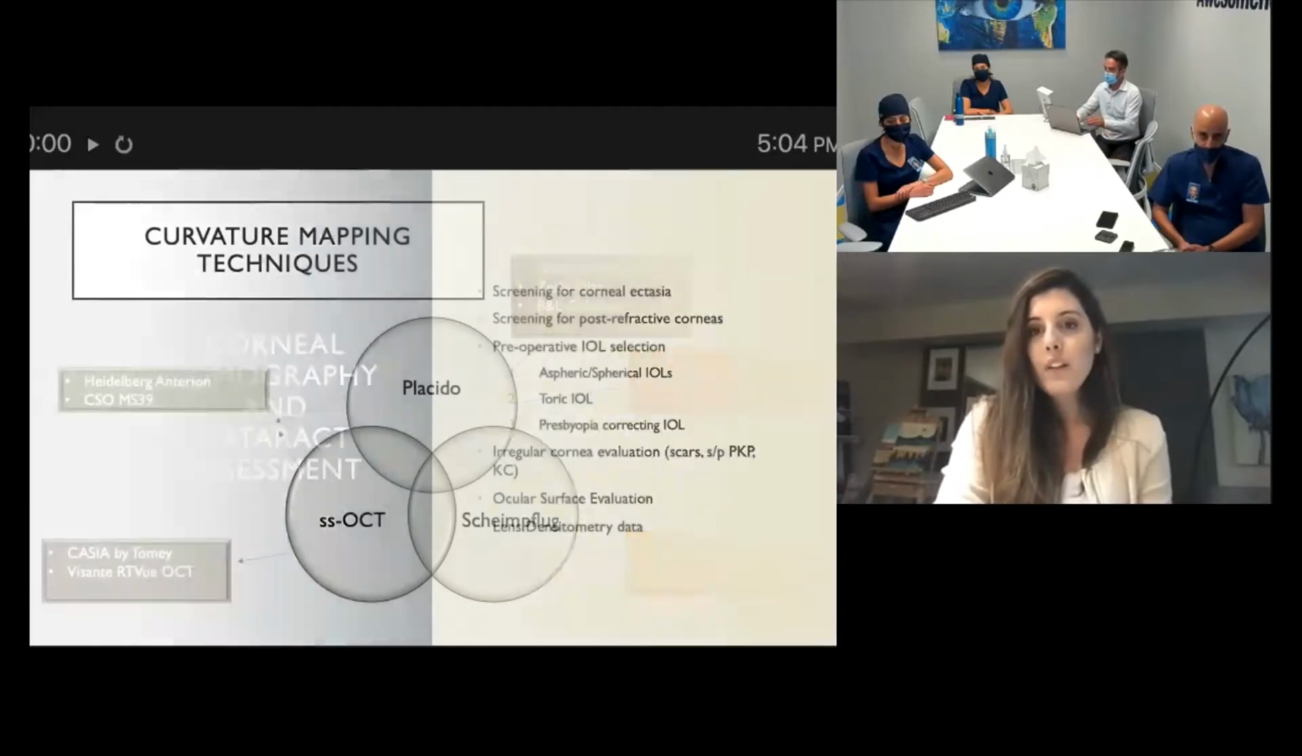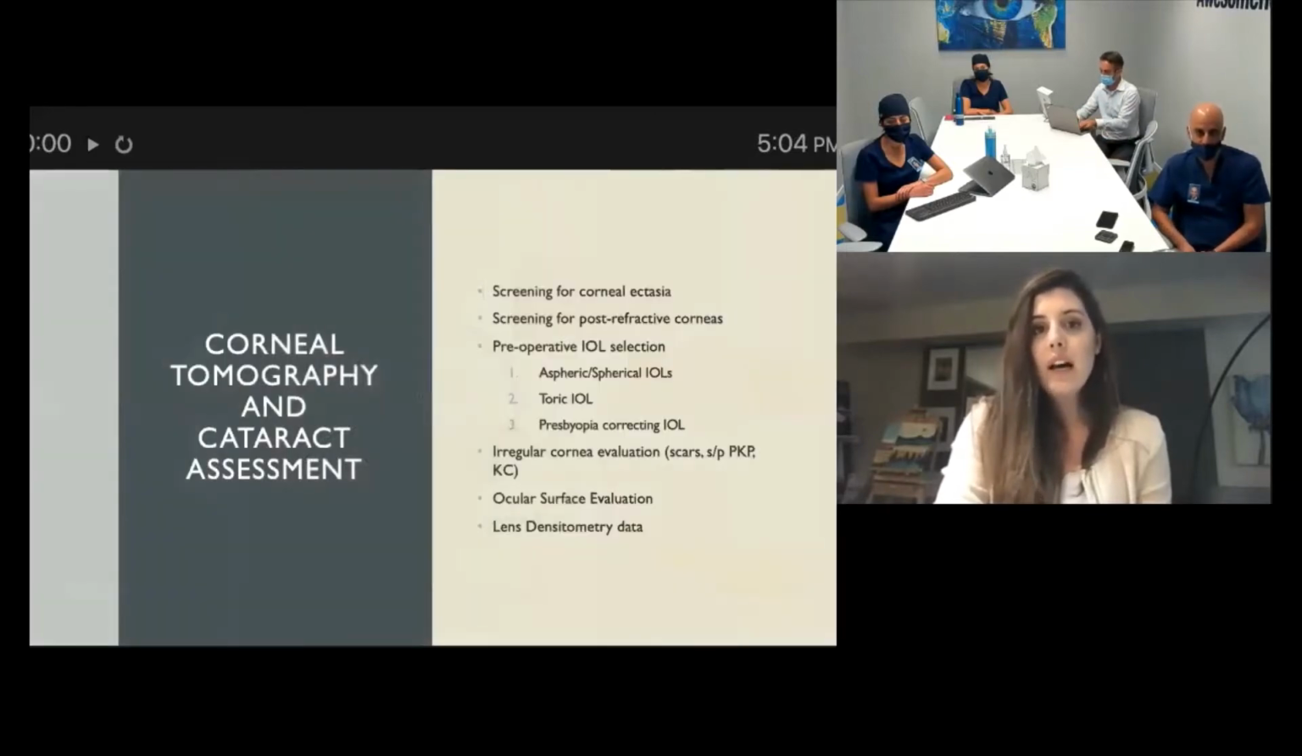So why do we talk about tomography before cataract surgery? As you all know, it's a good, useful way to screen for corneal ectasia, to screen for post-refractive corneas, for any irregularity in the astigmatism. It is a good way to select your IOLs in terms of spherical aberration, toric IOLs, presbyopic correcting IOLs, and most importantly, in irregular corneas, especially in scars, in patients who had keratoplasties or keratoconus, you want to know where you're standing with those corneas and what you can offer the patients as IOL options.